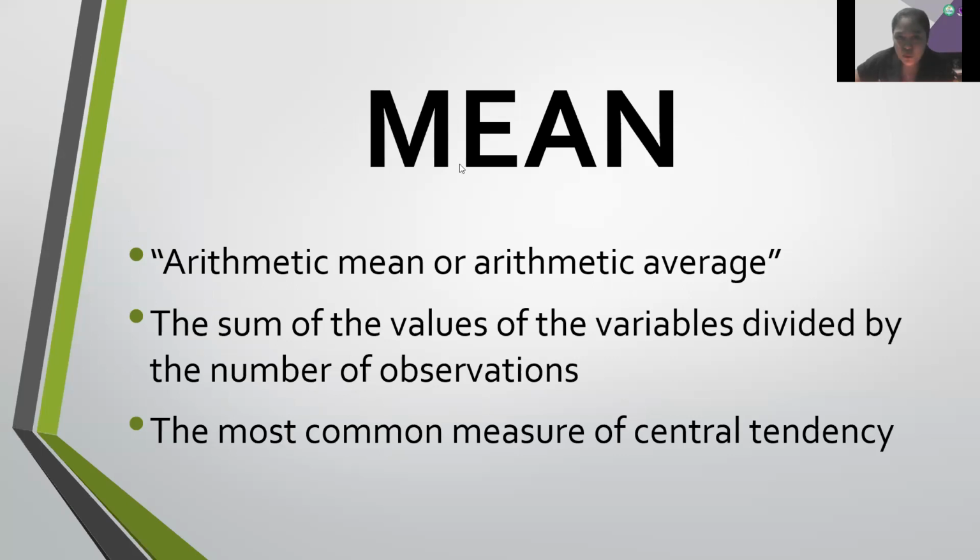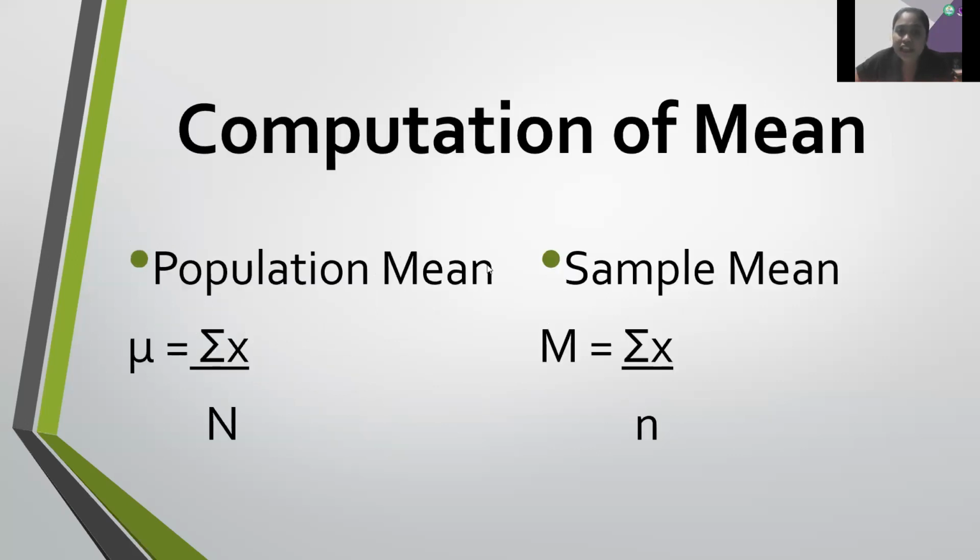So I believe you know what the meaning of mean is, right? That's the average. You will just get the sum of all scores and divide it by the number of samples or the number of observations. Again, this is the most common measure of central tendency. Now we can compute the mean of both the population and the sample.